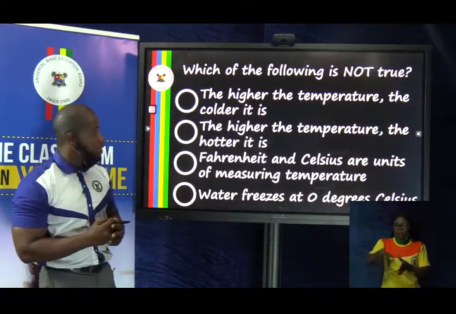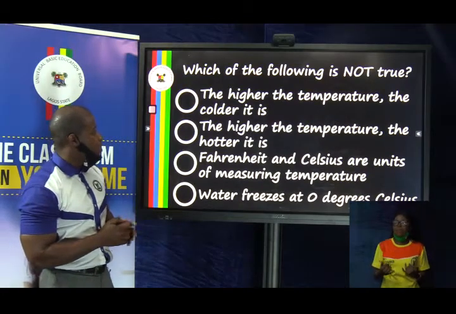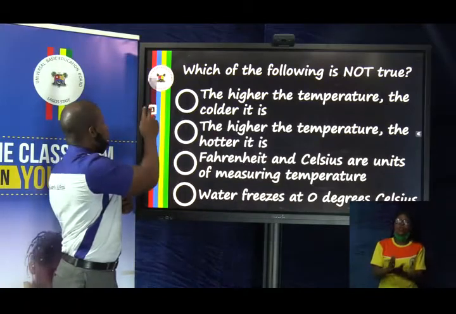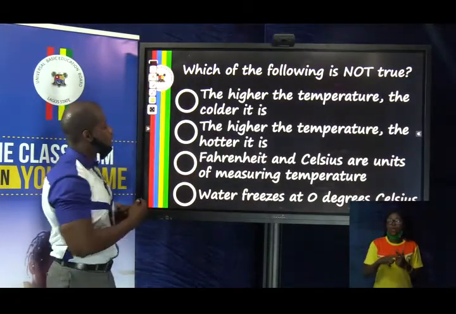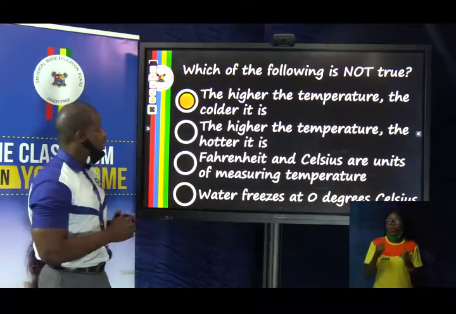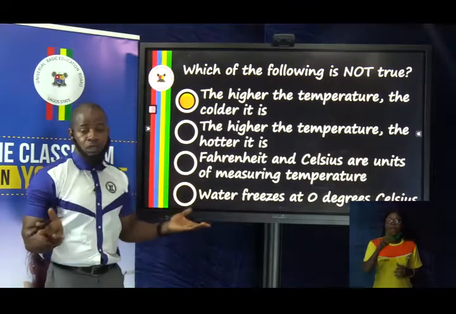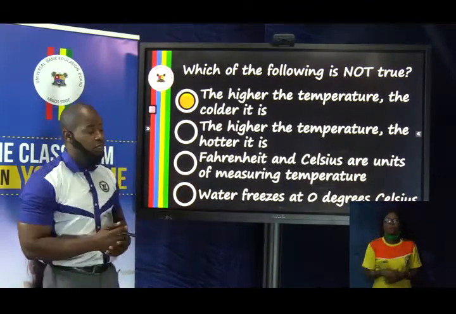All right, I believe you've selected your answer by now. The correct option to select here will be the first one. The higher the temperature, the colder it is. And that is wrong because the higher the temperature, the hotter it will be. All these other statements are correct. Fahrenheit and Celsius are units of measuring temperature. Water freezes at 0 degrees Celsius.